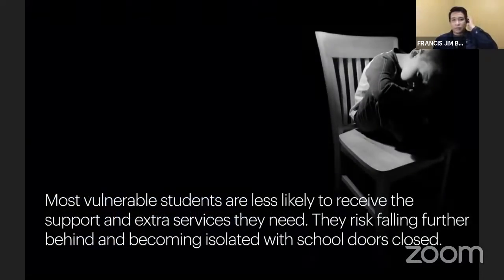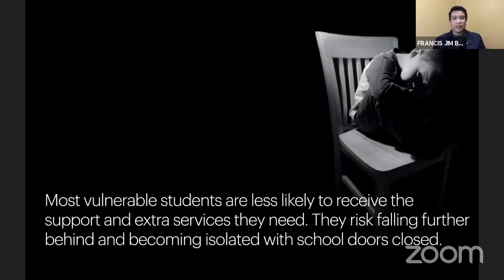You know, the most vulnerable students are less likely to receive support and extra services that they need right now. So they are the ones who are at risk for falling further behind and becoming isolated with school doors closed. I have a friend, for example, who has been leading a school of indigenous people in Visayas. A lot of our indigenous children receive support in terms of the feeding program of the school, in terms of allowances, even in terms of psychological and social emotional support from teachers in school. So when the schools closed down because of the pandemic, the young members of the indigenous community in Visayas felt the effect because a lot of them do not have access to what the school has been providing them.